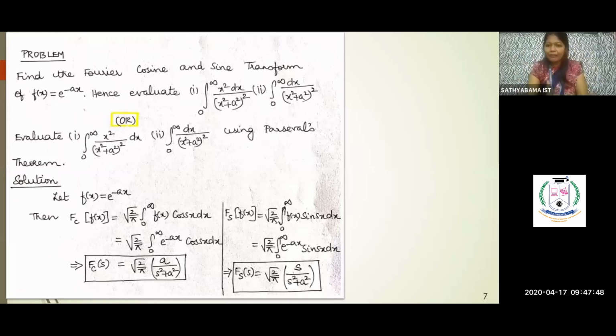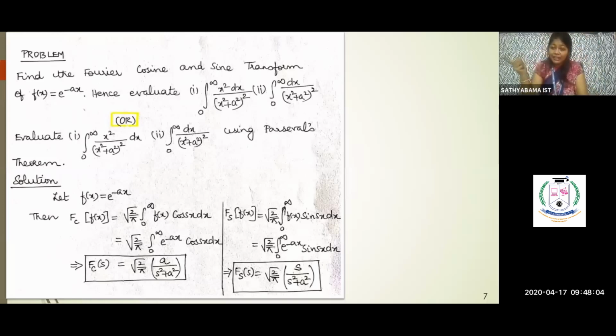Now listen carefully. I am asked to evaluate these two integrals and nothing is given in the question. Now it has to strike you that you have to go for Parseval's identity. So you look at the function for both the integrals. It has x square by x square plus a square the whole square.